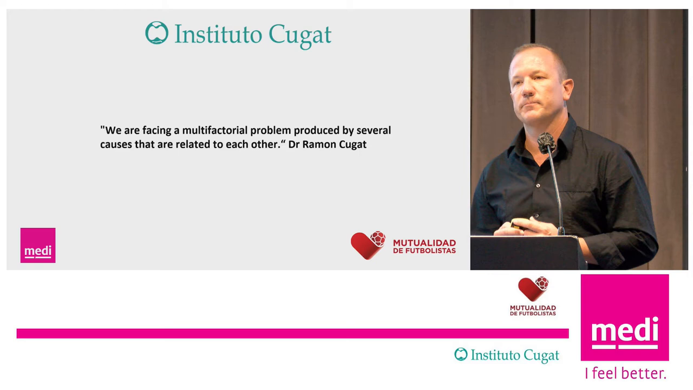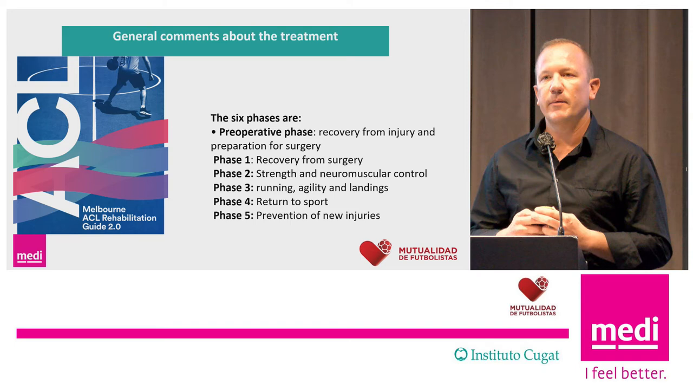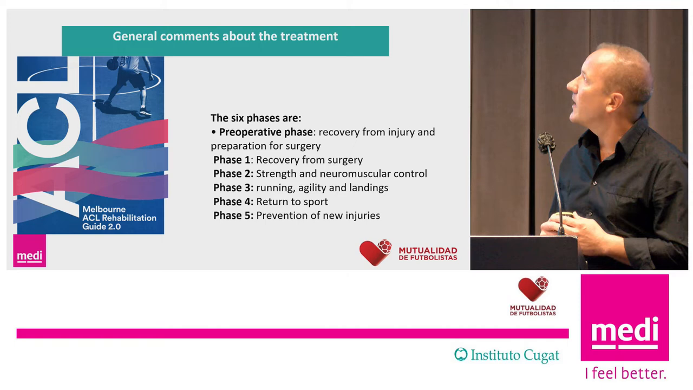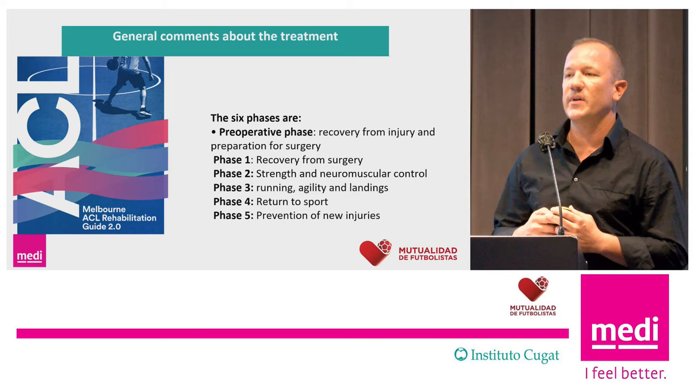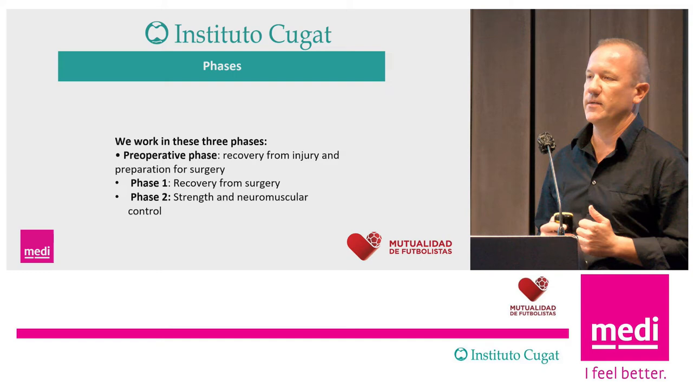Normally, we work with the Melbourne ACL Rehabilitation Guide. This guide talks about six phases: preoperative phase, recovery from injury and preparation for surgery; phase one, recovery from surgery; phase two, strength and neuromuscular control; phase three, running, agility and landings; phase four, return to sport; and phase five, prevention of knee injuries. We work with these phases.